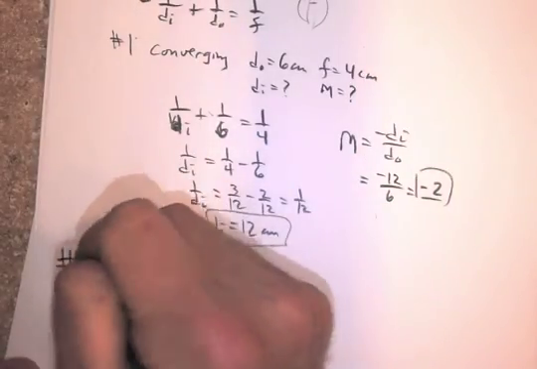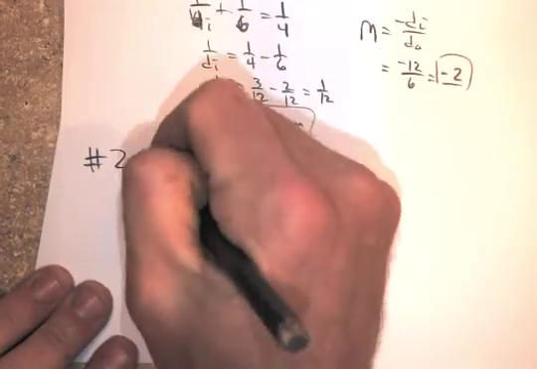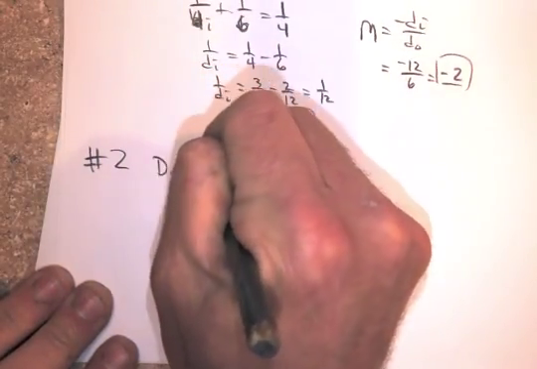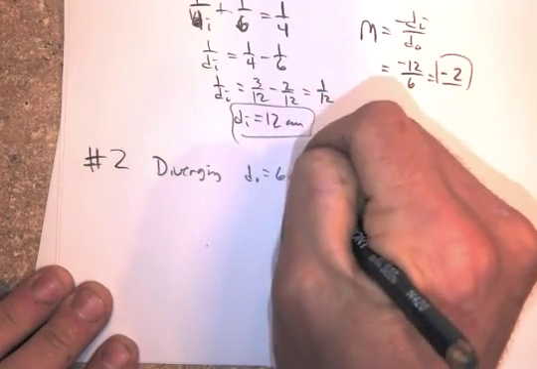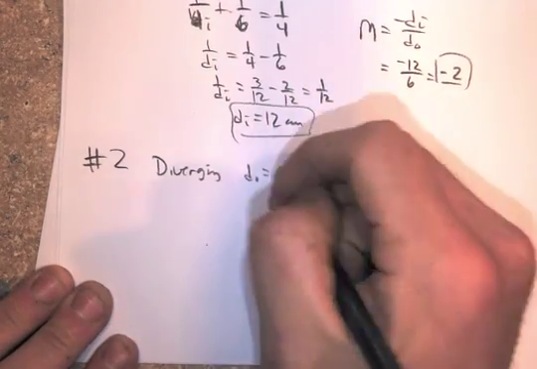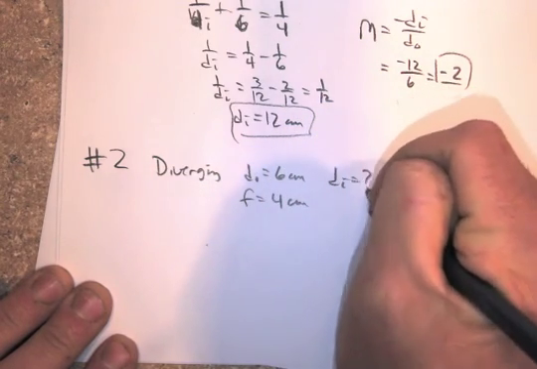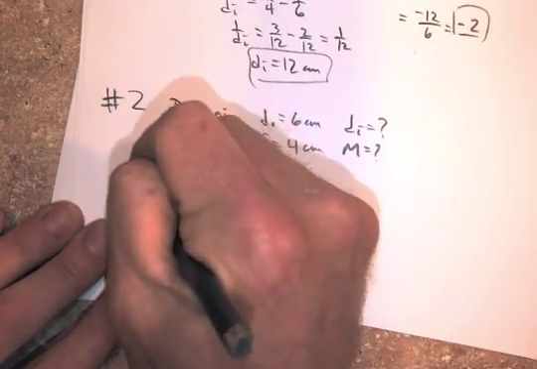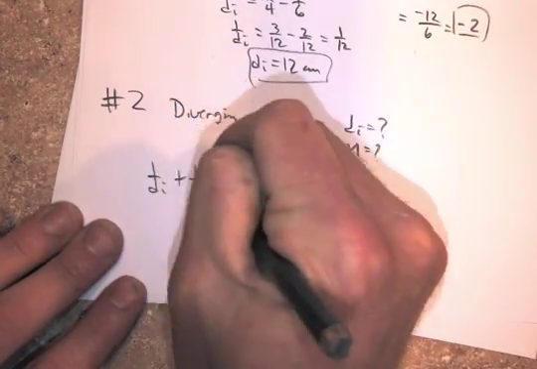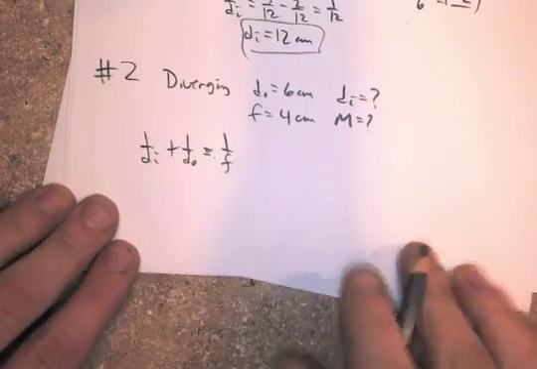It was the 3rd example we did last week, and I think we'll be good if we just do these 2 examples. Okay, so this is diverging. Do, they told you, was 6. F was 4. Again, what's di? What's your magnification? Make sure you show your work on these. You guys have been doing a great job so far of showing everything out.